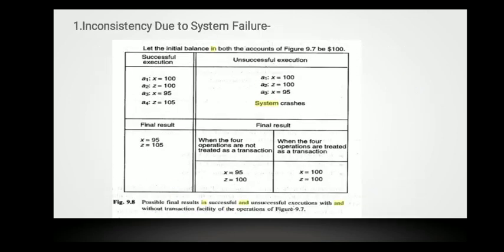Inconsistency due to system failure. In this figure we show the transaction history of the operations a1, a2, a3 and a4, and the final result is X equals 95 and Z equals 105. This figure shows the possible final results in successful and unsuccessful execution, with and without the transaction facility, with the operations in this figure.